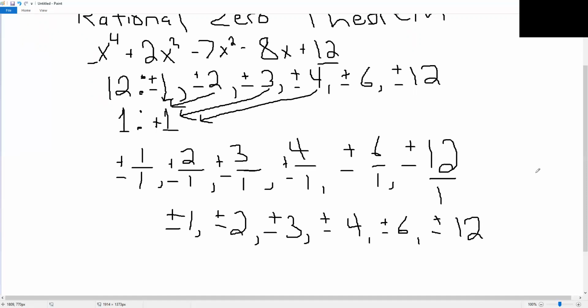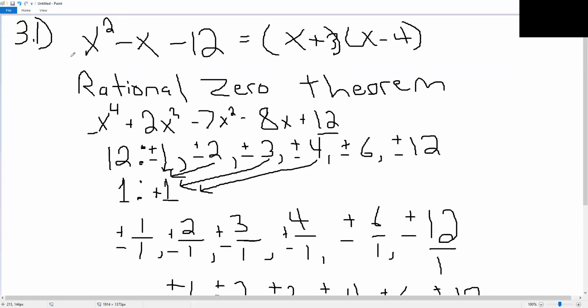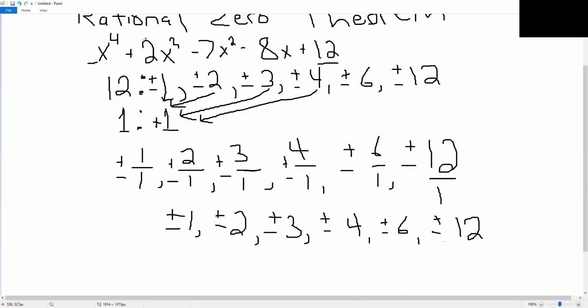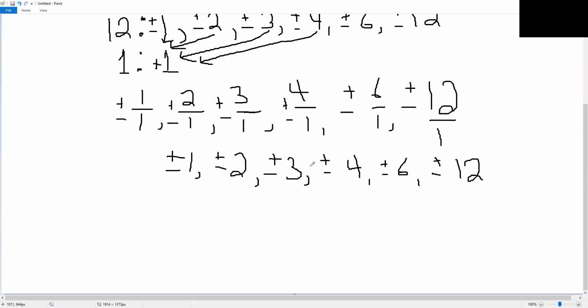Now, those are the possible rational zeros of this polynomial, x to the 4th plus 2x to the 3rd minus 7x squared and so on. Those are the possible rational zeros of the polynomial, which is why it's called the rational zero theorem. Okay.